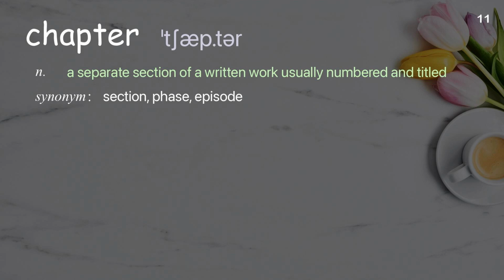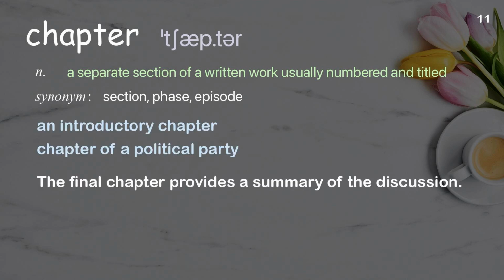Chapter: a separate section of a written work, usually numbered and titled. Examples: an introductory chapter, chapter of a political party. The final chapter provides a summary of the discussion.